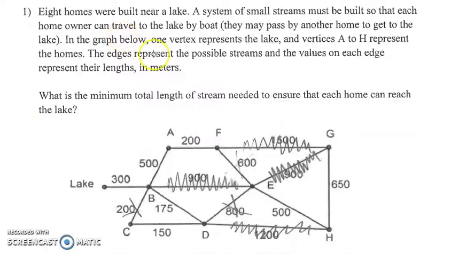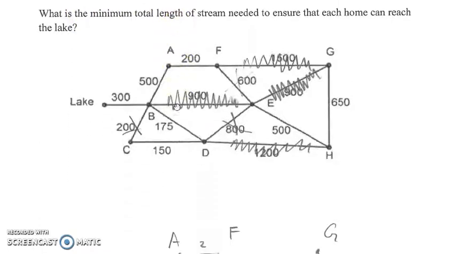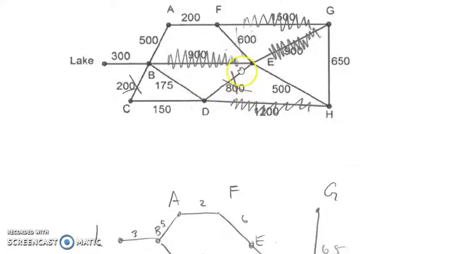I know that this is a quote-unquote tree problem because it says that we're looking for each home to be accessible to the lake by boat. It doesn't say that it has to be direct. So I just have to be able to get to each individual place. I just don't want anything cut off. And because I'm looking for the minimum total length, what I want to do is eliminate the biggest numbers possible.